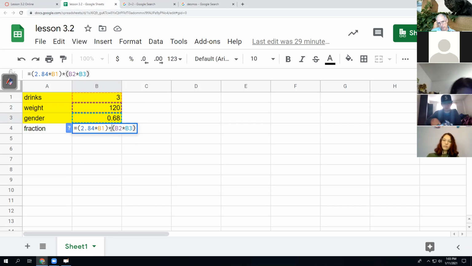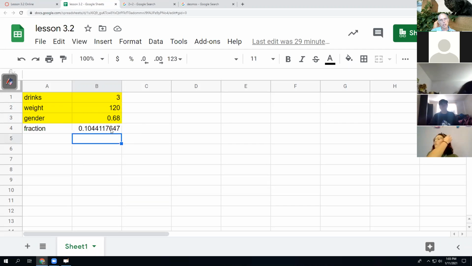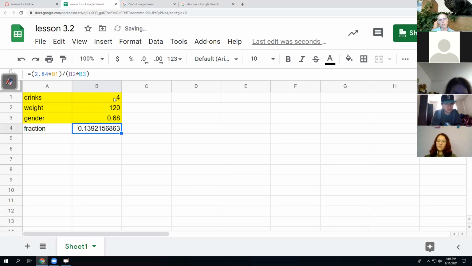I'm not multiplying here, am I? I'm dividing. Oops, slash for divide. Cool thing about clicking on things on the screen, if somebody says, no, no, no, it's 4 drinks, I can just go up here and change the 3 to a 4, and it updates my calculation automatically. Just kind of cool. All right.